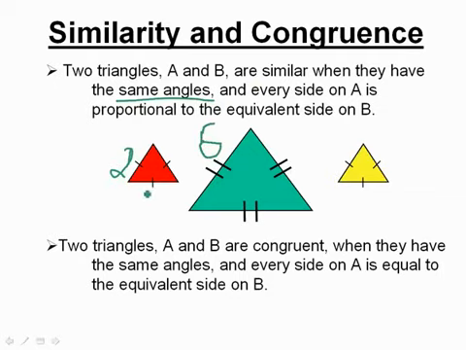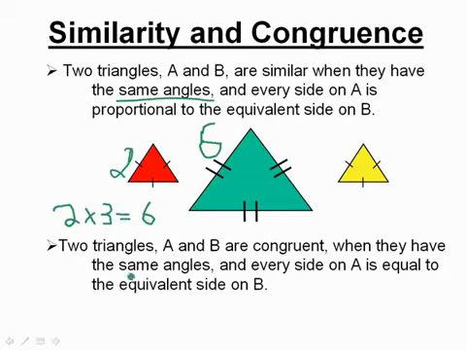In any case, if the red triangle has sides of 2, and this green one has sides of 6, then any side on the red one multiplied by 3 will give you the equivalent side on the green one of length 6. So there's a ratio between them. The ratio is 1/3.